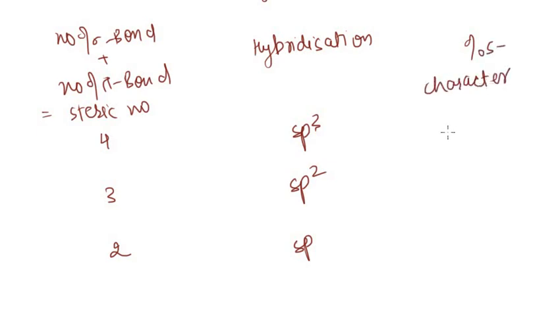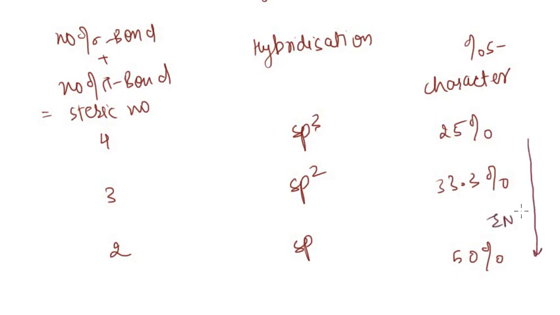Now what is the percentage s character? It will be 25 percent, 33.33 percent, and 50 percent s character. Now if we talk about increasing percentage of s character, it is like going from top to bottom, electronegativity increases. You can say the more the percentage of s character, the more the electronegativity, because the s orbital is closer to the nucleus as compared to other subshells like the p subshell or d subshell. So the more the percentage of s character, the more its electronegativity.